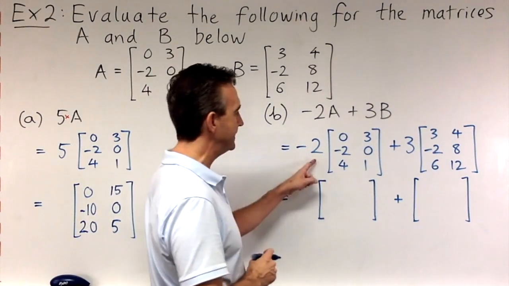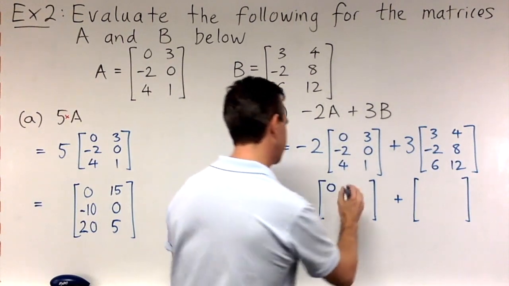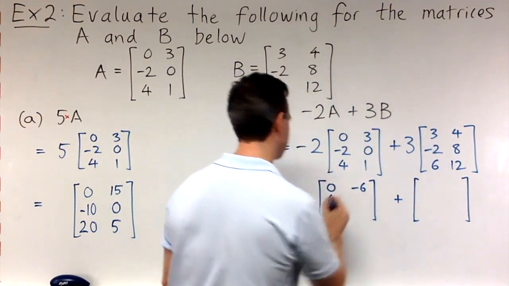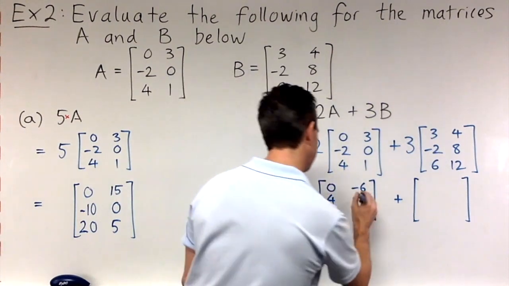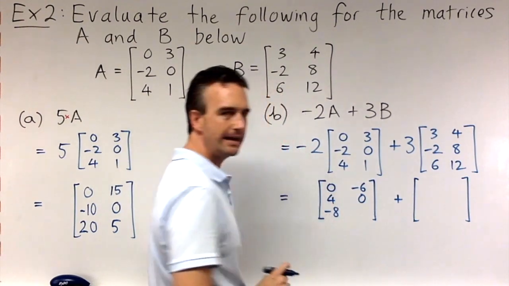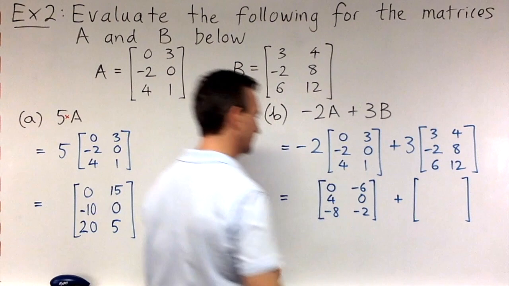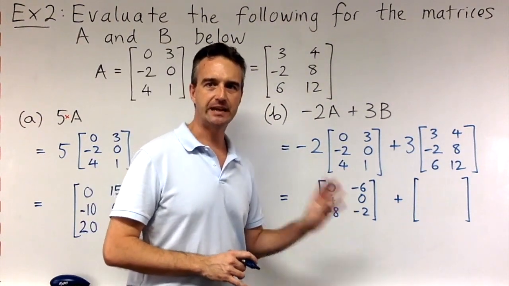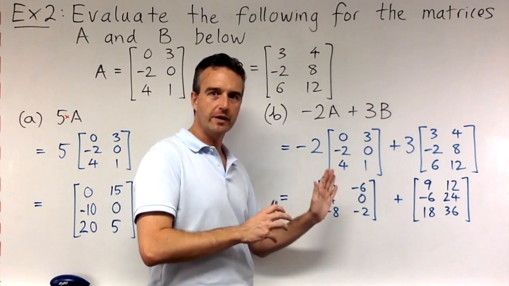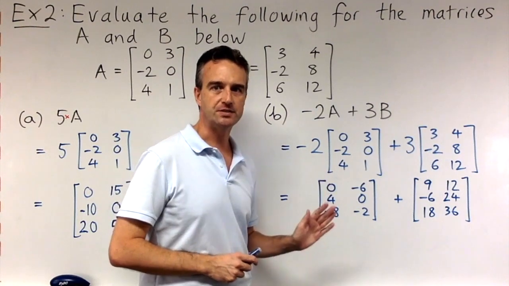Here we go. Negative 2 times 0. Negative 2 times 3. Negative 2 times negative 2. Negative 2 times 0. Negative 2 times 4. And lucky last, negative 2 times 1. And this second scalar multiplication will result in the matrix appearing right now. There we have it. Let's do the final matrix addition to finish this question.